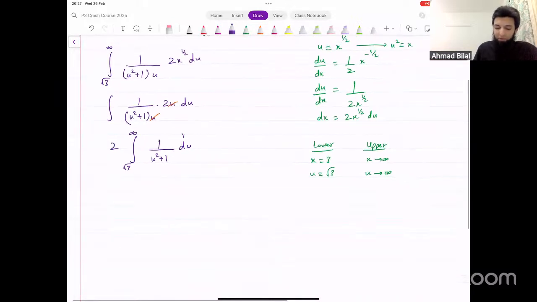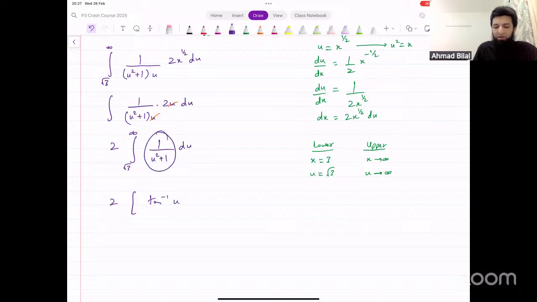1 over u squared plus 1 with respect to u. How do we integrate this now? This is tan inverse form, right? This will integrate to 2 times tan inverse of u. This is the standard tan inverse form. And now you input the limits, square root of 3 to infinity.